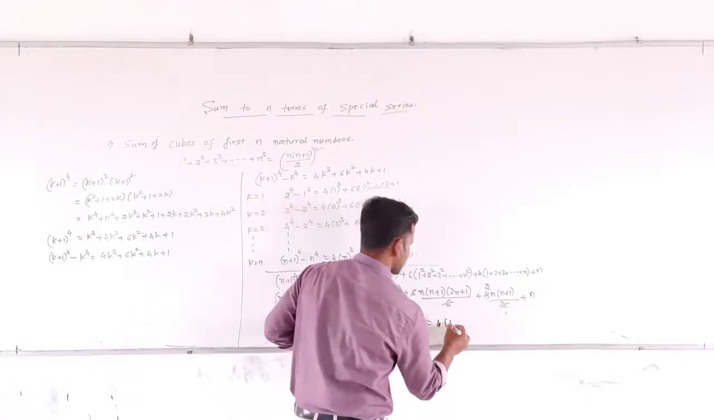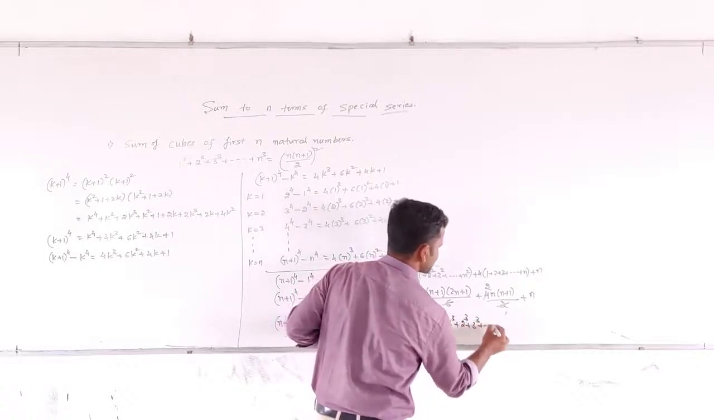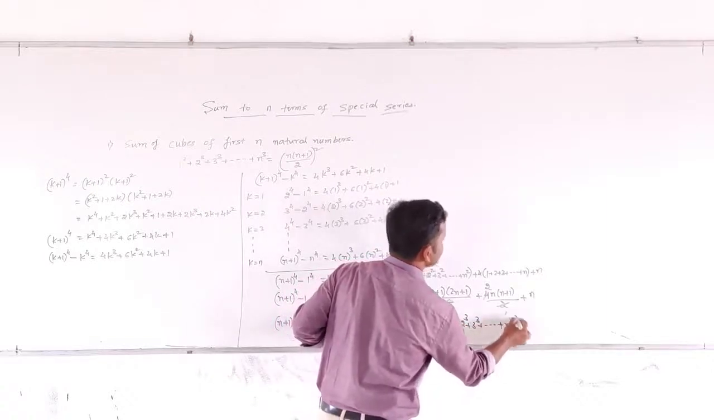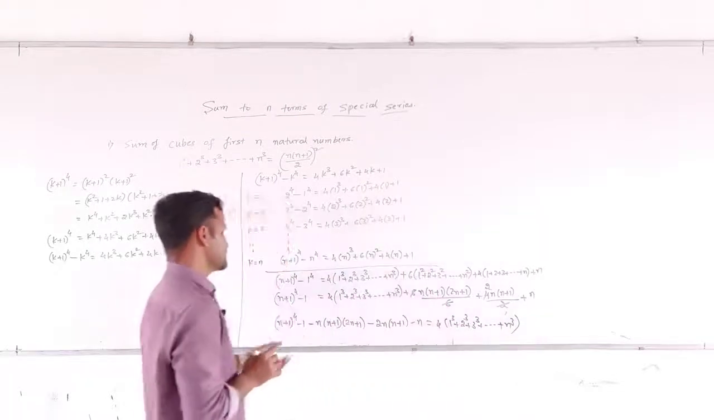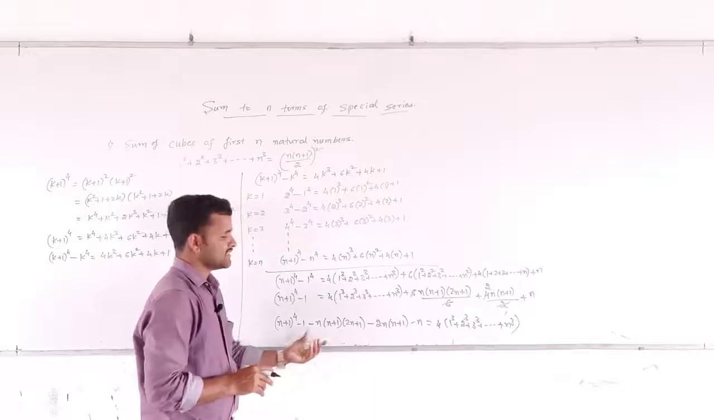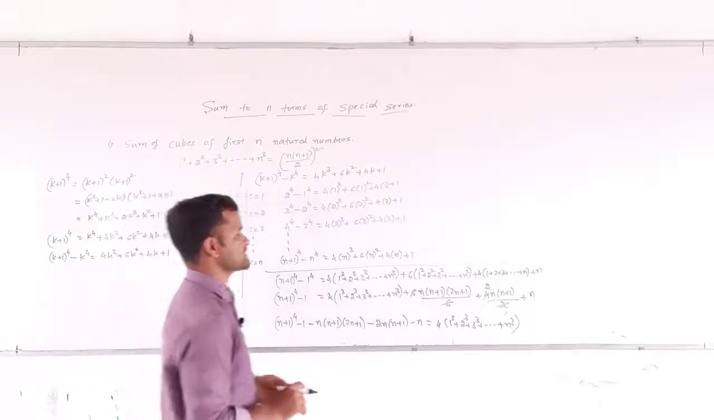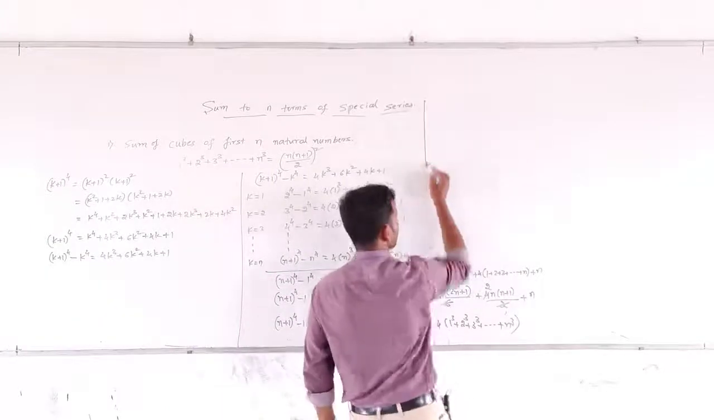right hand side we are left with 4 into (1 cube plus 2 cube plus 3 cube, so on up to n cube). We need to simplify this. If we simplify, we will get the answer for the sum of cubes of the first n natural numbers. I will continue from here.